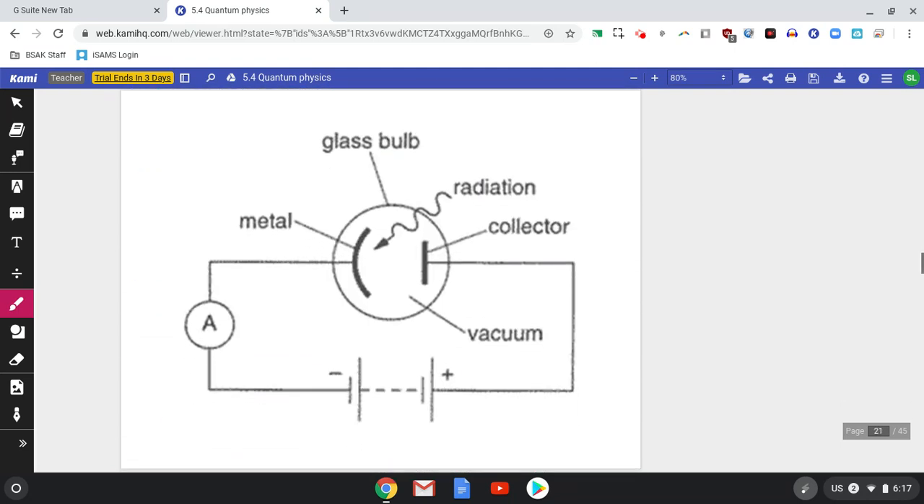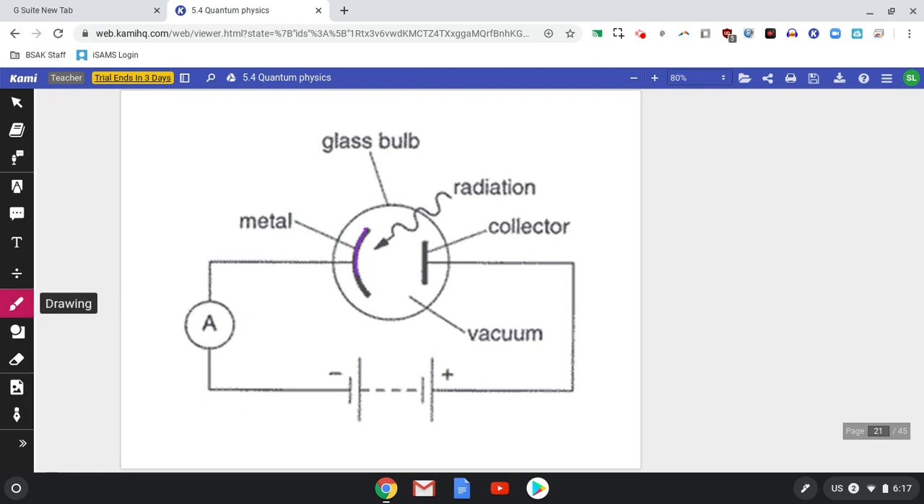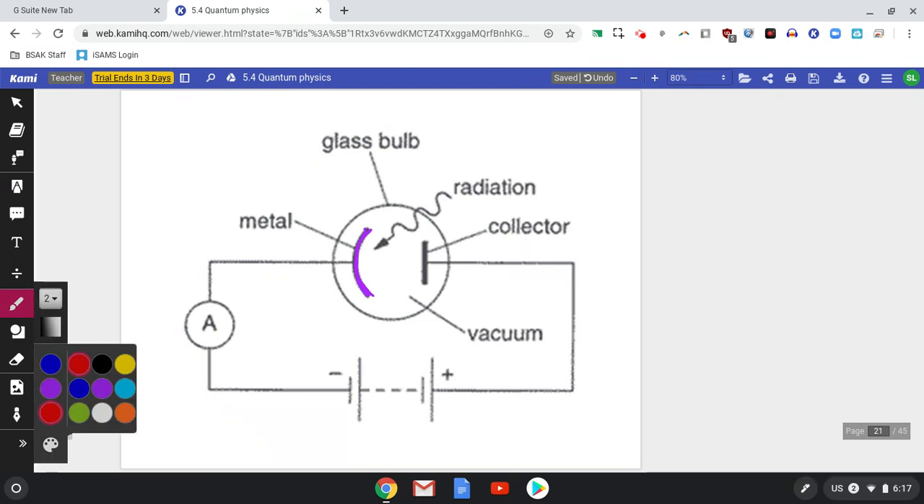It's called a photocell. Okay, it's quite simple, really. All you need is, so this is your plate. Now this could be zinc, because that's the metal we've looked at so far. And then we've got incoming radiation.